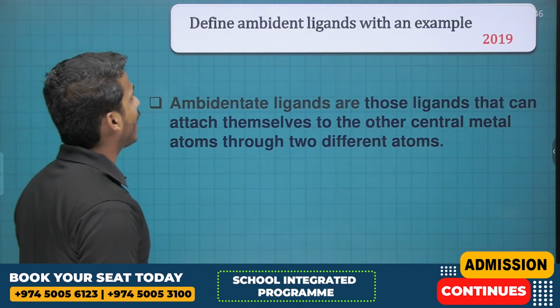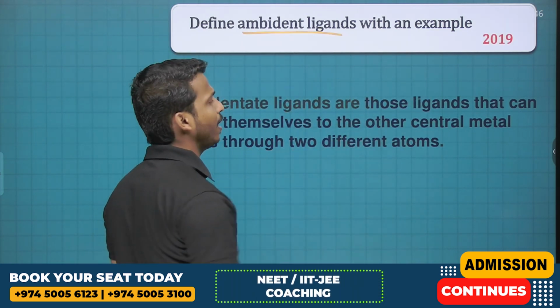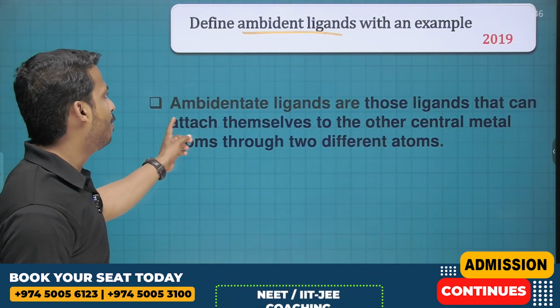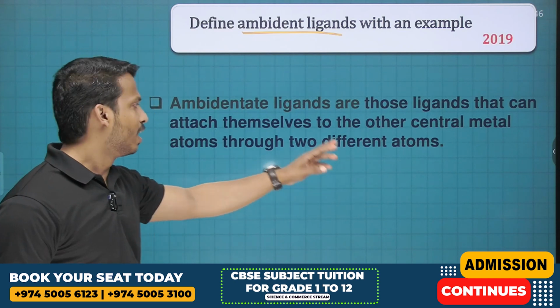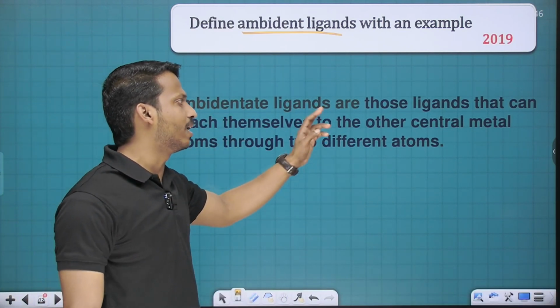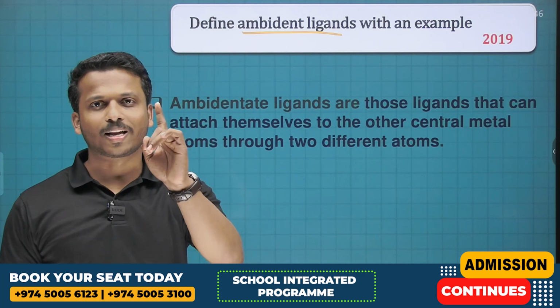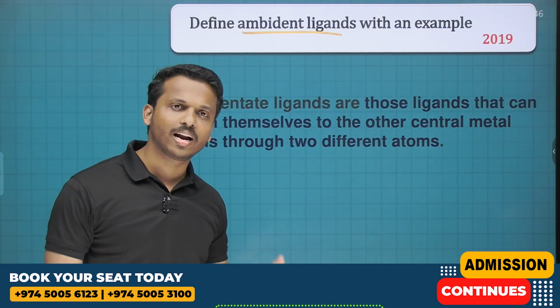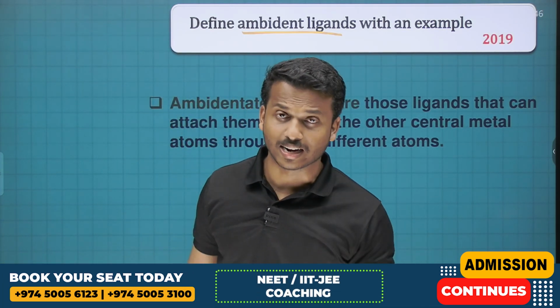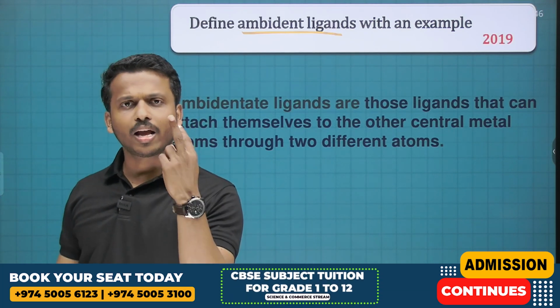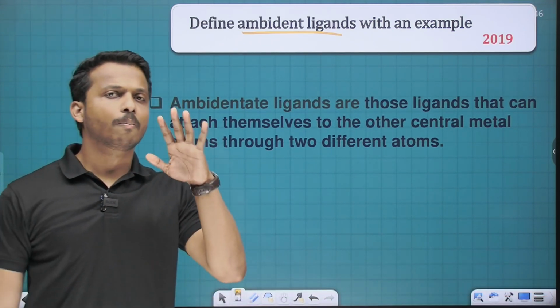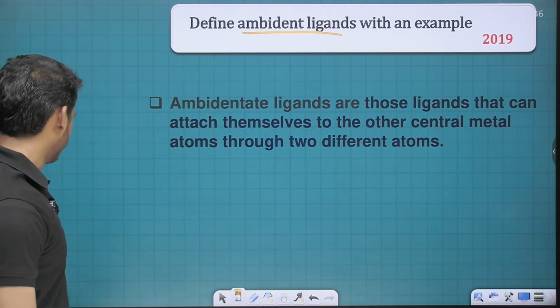Next one. Define ambidentate ligand. Again a repeated question. Ambidentate ligands are those ligands that can attach themselves to the central metal atom through two different atoms, but at a time they can use only one, right? Ambidentate ligands are actually monodentate ligands having two donor atoms present, but at a time they can use only one.